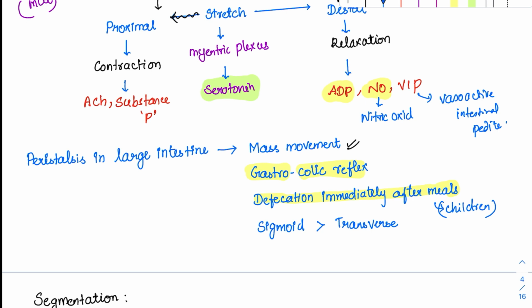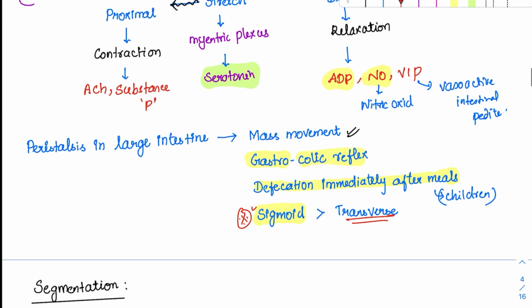And this mass movement, maximum movement happens in the sigmoid colon. This is also asked once. It is in the sigmoid followed by the transverse colon. So sigmoid is a better option. Go for sigmoid colon. Then this is all about the peristalsis.